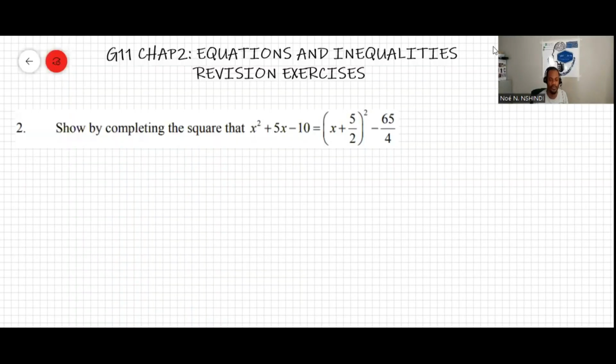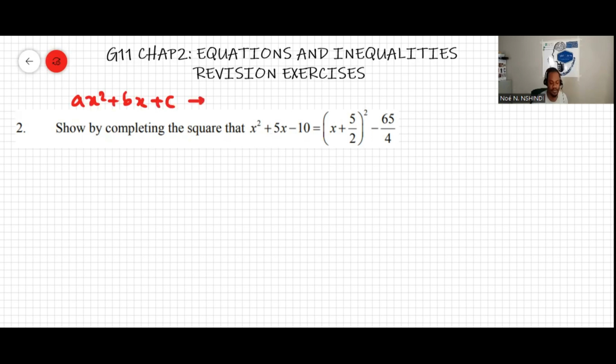Well, the question says, show by completing the square that this expression here, x squared plus 5x minus 10, is equal to this. Now, we say that a quadratic expression is of the form ax squared plus bx plus c. The case that a is 1 is this case.